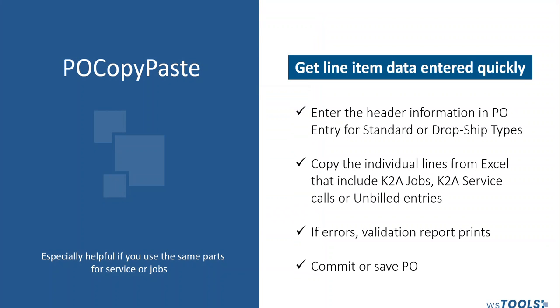If you're currently using spreadsheets for purchase orders, POCopyPaste is a time-saving tool that allows you to copy and paste from Excel into Dynamics GP with Signature. We provide a template with the install, and you put your data in there and then paste it into the PO, and the lines populate for you, including the signature information. So let's take a look in GP.